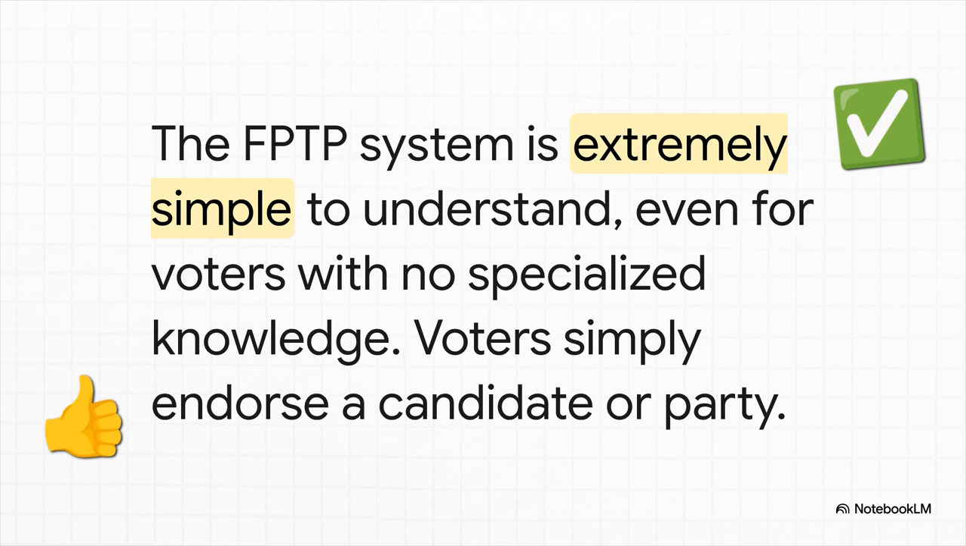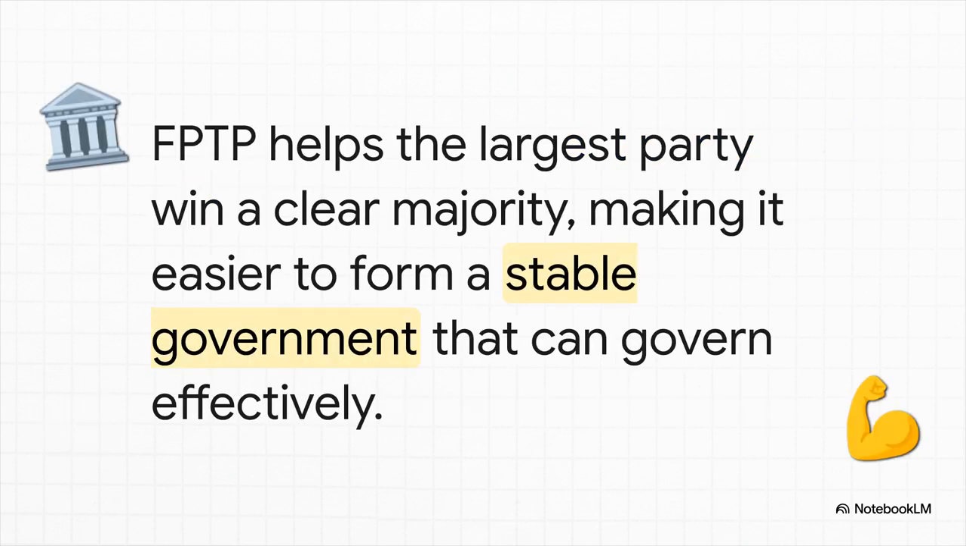Voters just pick one candidate. That's it. No complicated formulas, no ranking your choices 1, 2, 3. Just pick one. The second big reason was the need for stability. India's founders actually thought that seat bonus we talked about was a feature, not a bug. They figured it makes it way easier for one party, or maybe a strong alliance, to win a clear majority of seats, and that leads to a stable government that can actually get things done, instead of a fractured parliament where nobody can agree on anything, which can sometimes happen in PR systems.